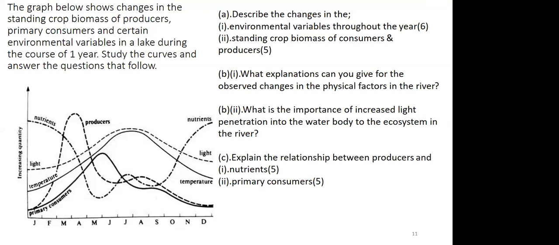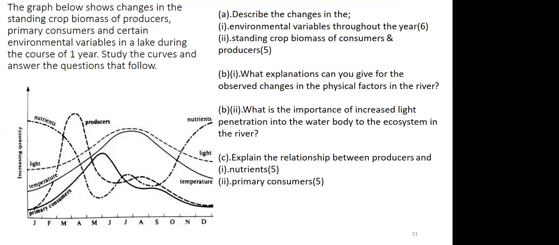So as you are seeing from the graph, the nutrients go on decreasing, and the producers also decrease. I give the example of the algae that feeds on the nutrients in the river. But as they decrease, the light penetration in the river increases, therefore increasing the light to a maximum.